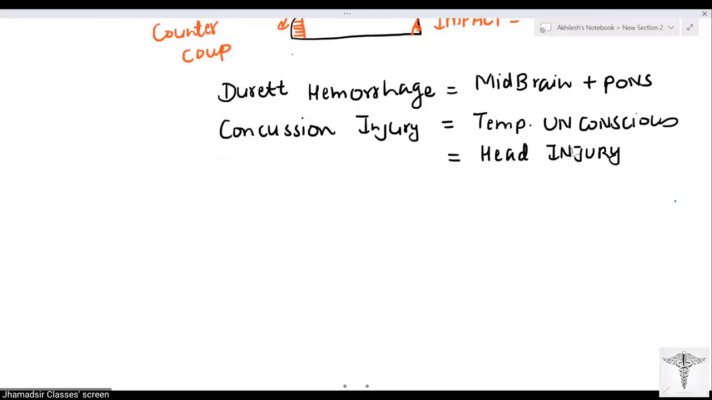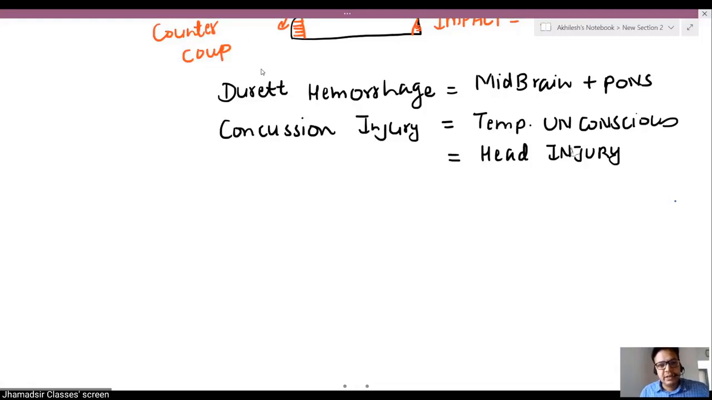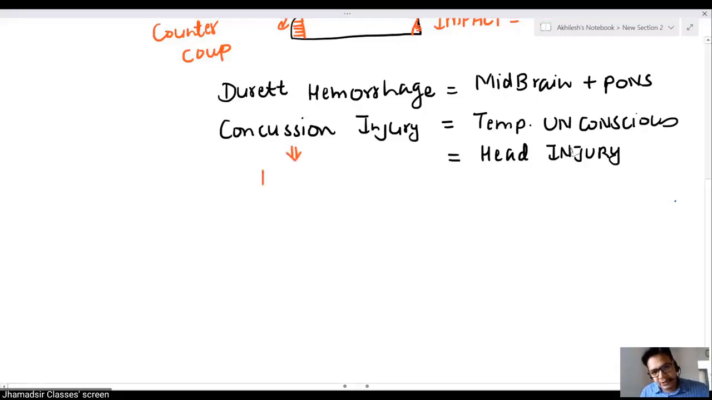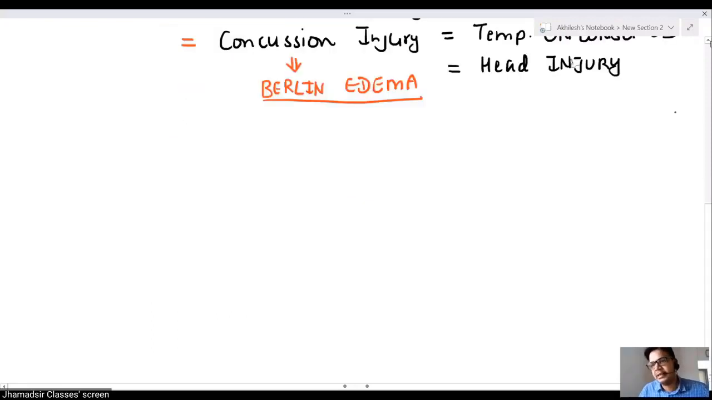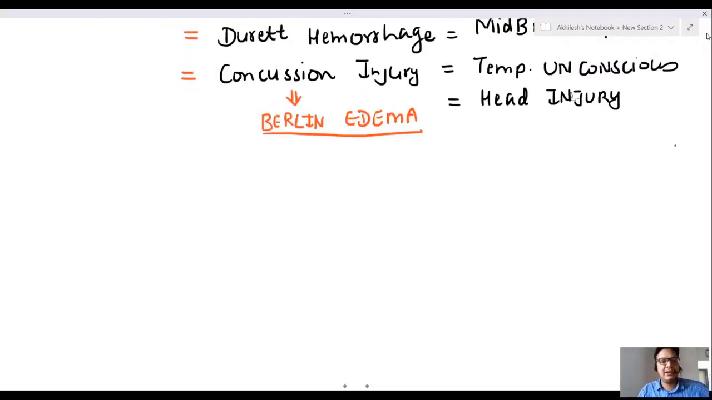In concussion injury, the brain has edema. This is known as Berlin edema. Extradural hemorrhage is a hemorrhage between the brain and bones. Concussion injury is temporary unconsciousness due to head injury.